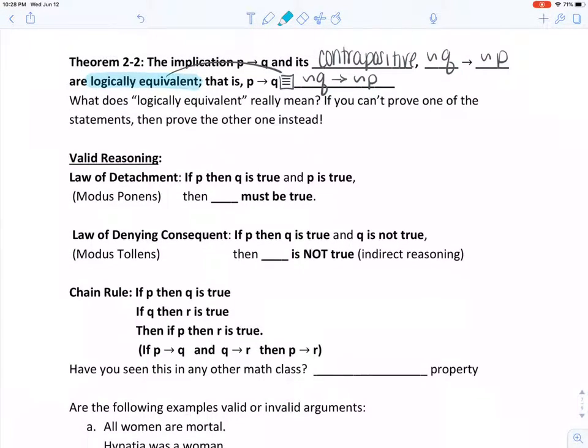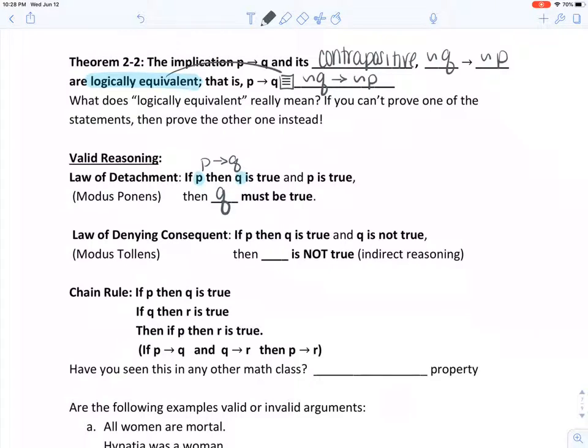So we have three more rules that we're going to cover, and then the whole next video will be a bunch of examples. The law of detachment says that if P then Q is true and P is true, then Q must be true. What that really says is if you can say that the whole implication is true, both pieces must be true. So I'm breaking down that if P then Q is true, then P in itself and Q in itself must be true.